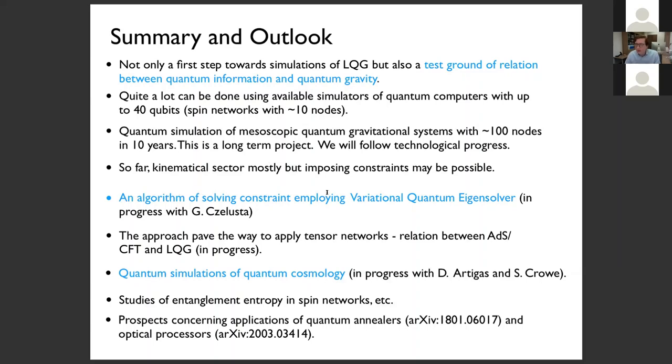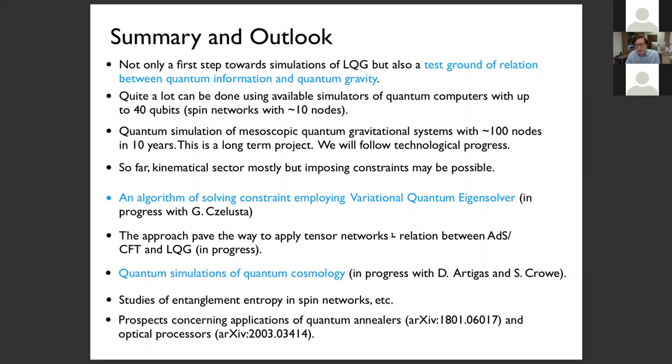Actually, this is something we are currently working on with a PhD student of mine, Grzegorz, using the variational quantum eigensolver. But this is in progress, so stay tuned, and I think we will put the paper on the arXiv within 2 months. This approach is also a way to explore the relation with tensor networks. I don't know if you heard about the tensor networks approach to describe complex quantum systems. This is something which is explored a lot currently. I had a slide on that, but I skipped it because of the lack of time.